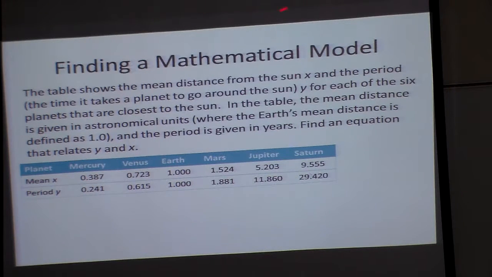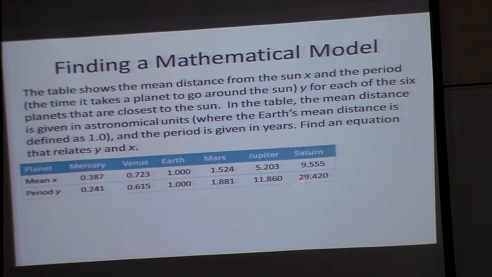Meaning this, the distance from the sun, if the Earth is 1 distance from the sun, then Mercury is 0.387, Venus is 0.723, Mars is 1.5, Jupiter 5.2, and Saturn 9.5. Mercury makes 1 revolution every 0.241 of our years. Venus does it in 0.6 of our years. Of course, we do it in a year. Mars takes almost 2 years, 1.8.